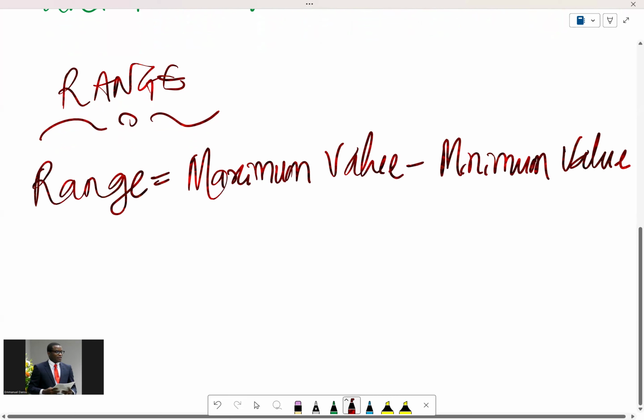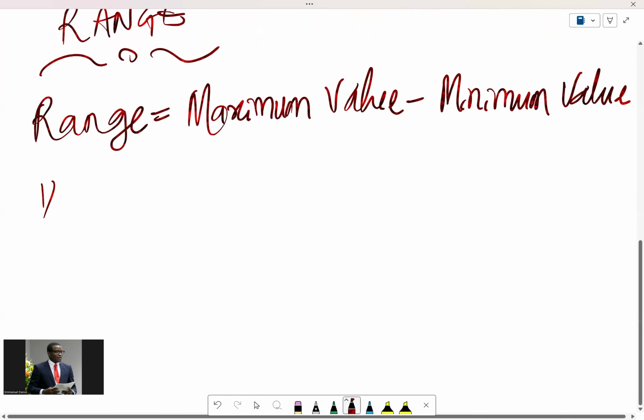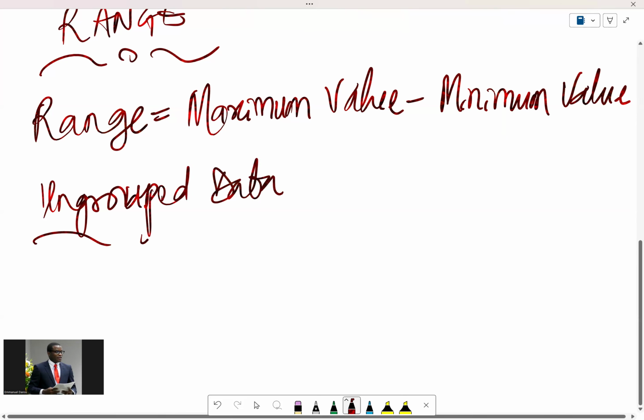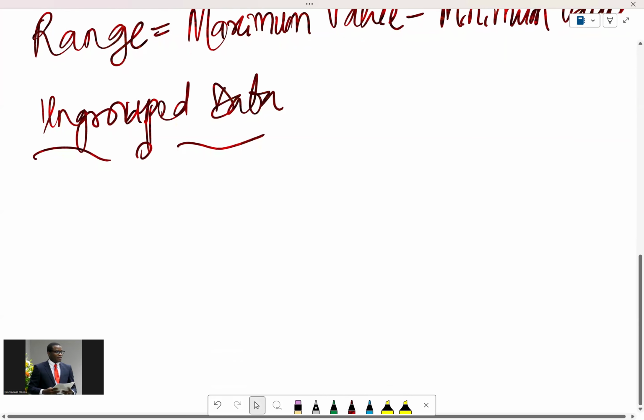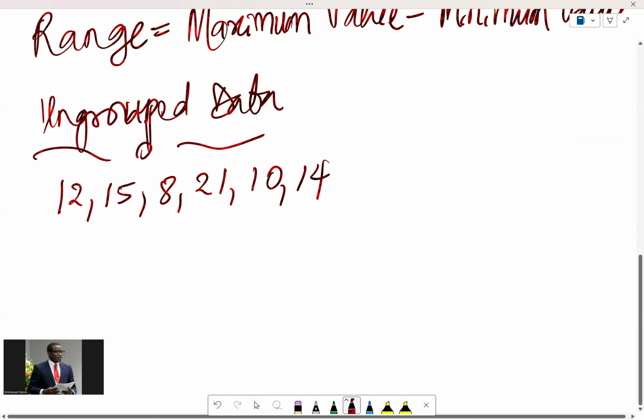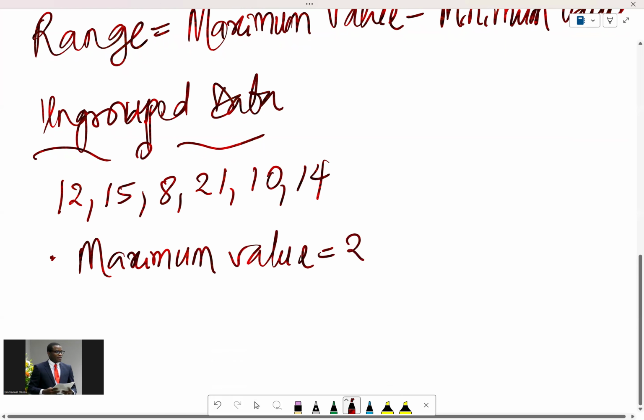Now, if you want to calculate range for ungrouped data, see what you have. Of course, the definition is as simple as it gets. So if you have this data set 12, 15, 8, 21, 10, 14, of course, you don't need to arrange this in any particular order. All you need to do is identify the maximum value. The maximum value in this case is obviously 21.